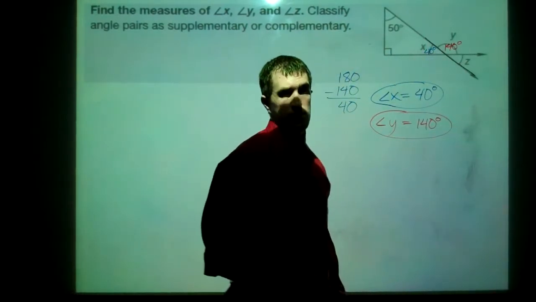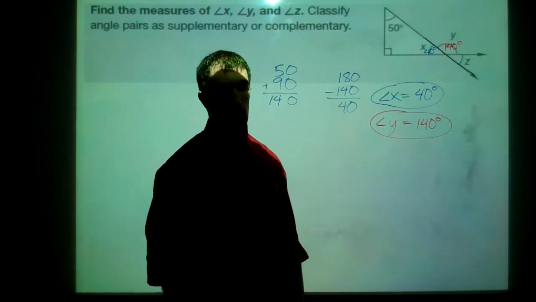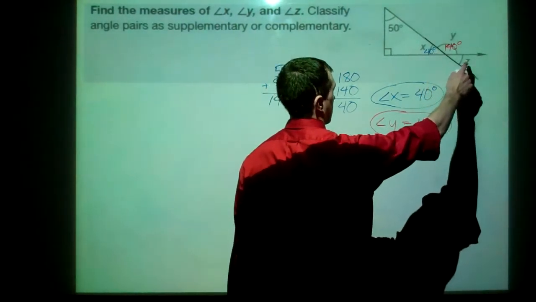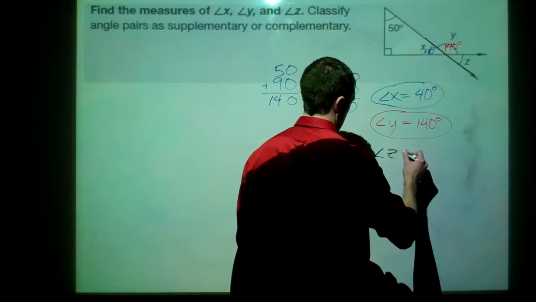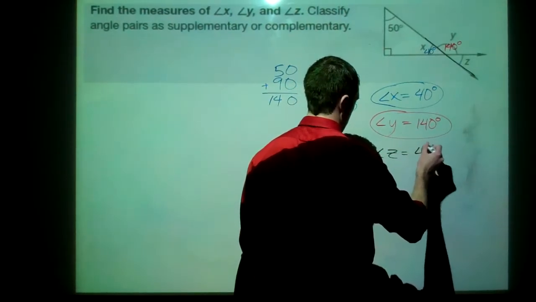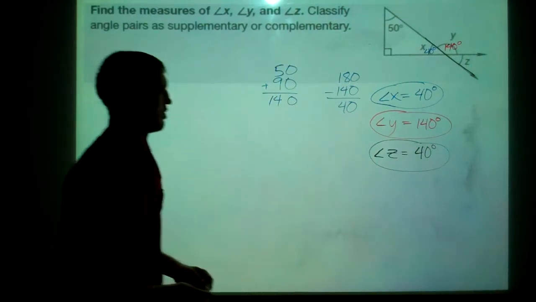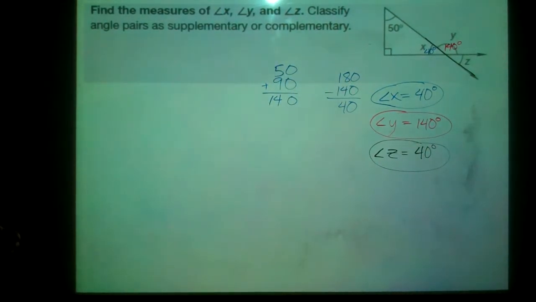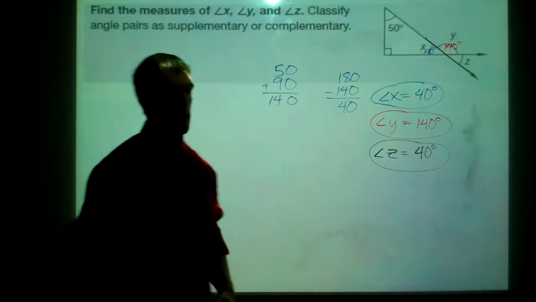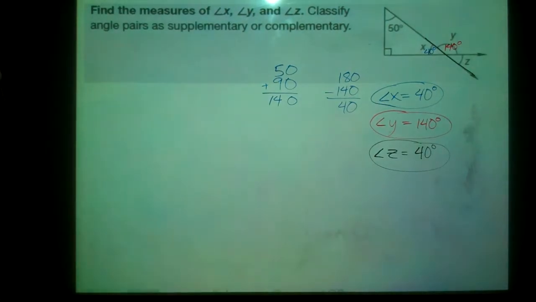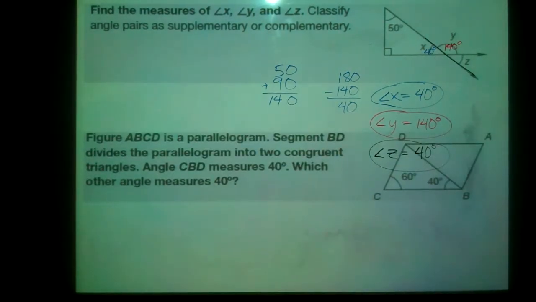Another way we could look at it is we say that vertical angles are equal and X and Z are vertical angles. So angle Z has to be 40 degrees as well. So our supplementary angles would be X and Y, they are supplementary. Angles Y and Z are supplementary. And then X and 50 degrees, those are complementary angles. Oops, I'll erase that quick.